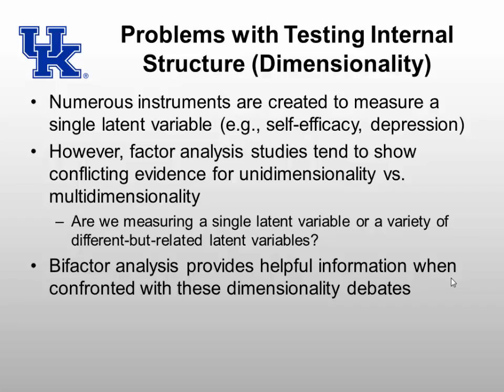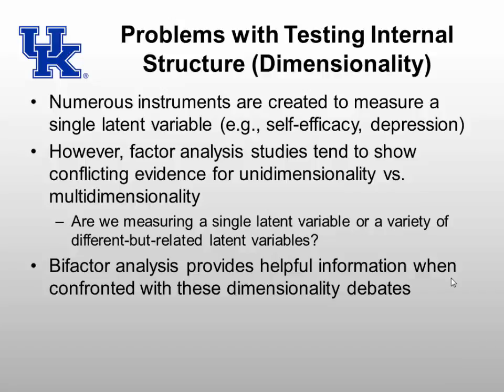So, there are some problems that can arise when testing internal structure. Numerous instruments are created to try and measure one thing, like self-efficacy or depression. But sometimes, when you factor analyze that instrument, some studies will say a unidimensional model fits. Other studies will say, I don't think so, I'm seeing multiple factors, I'm seeing a correlated factors model being a better fit. And so we debate, is it more unidimensional, is it more multidimensional? And sometimes we can't resolve it.